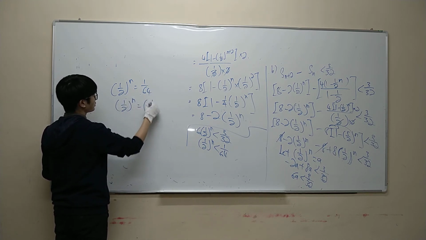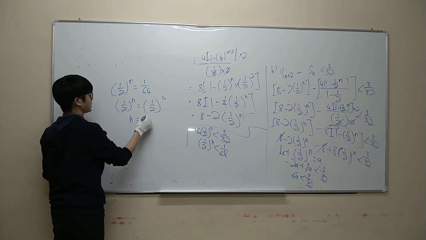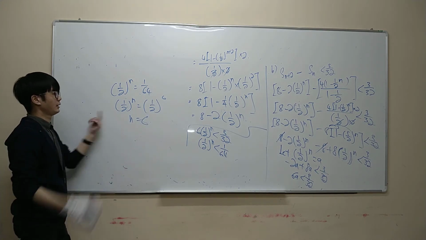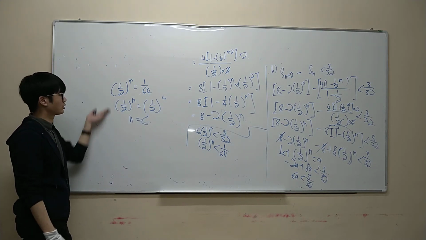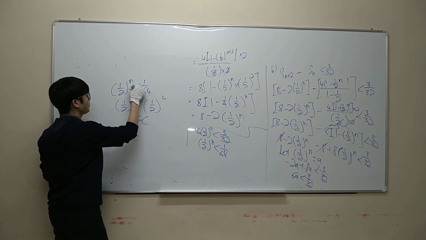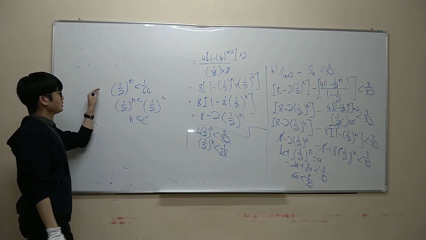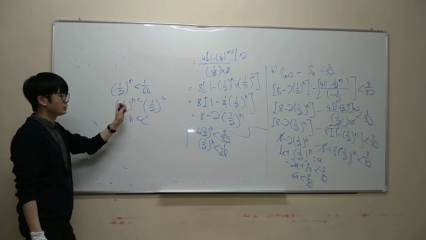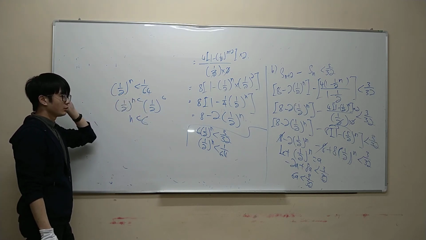1 over 2n and then 1 over 2 power 6. And then n equals to 6, and then done already. That will be the answer. This is the correct way. But if it's an inequality, like this, you have to check whether you have to change the smaller to bigger than. Okay? Why you have to check?